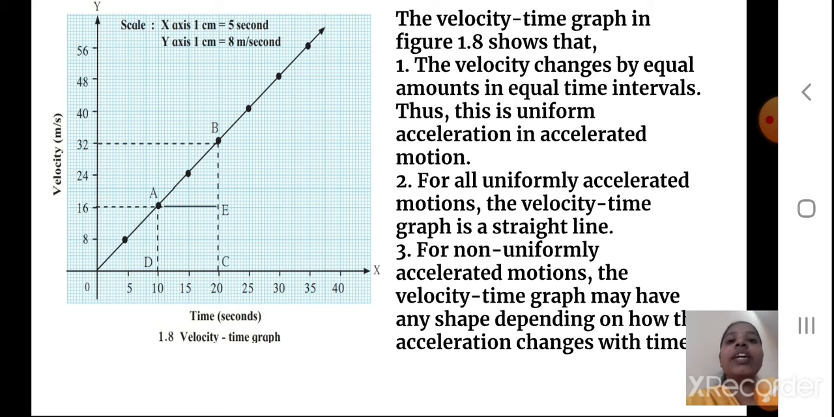As I told you, you will not get a straight line graph in a non-uniform motion, and the shape depends on how the acceleration is changing with time. So remember the simple parts: for uniform acceleration, you are going to get a straight line graph. In non-uniform linear motions, you are not going to get a straight line graph. It can be of any shape depending upon the change in acceleration with time. Is it clear till here students?